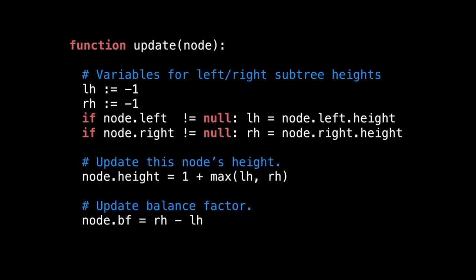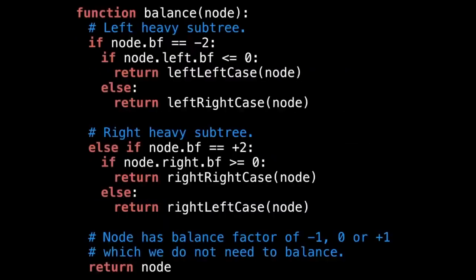Lastly, I update the balance factor for this node by finding the difference between the right subtree and the left subtree heights. The balance method is slightly more involved, but not too crazy. Here we check if our balance factor has an illegal value of -2 or +2.